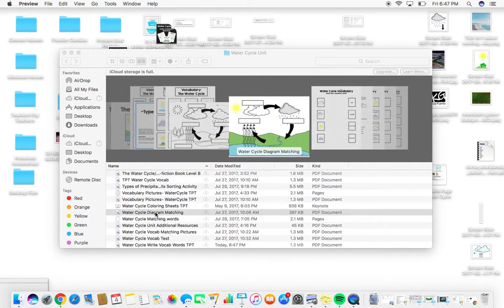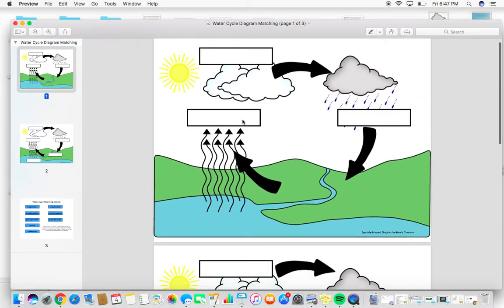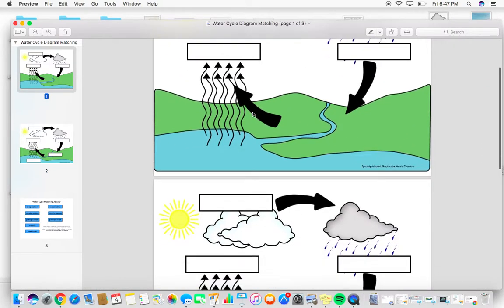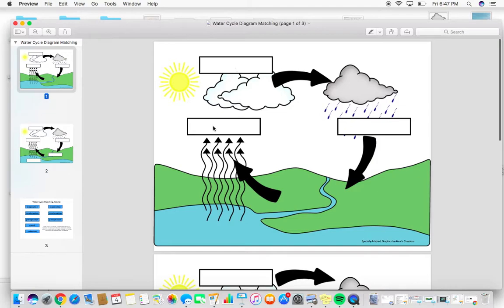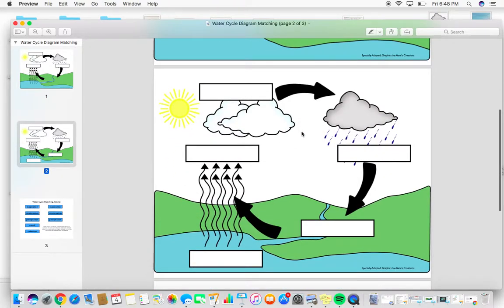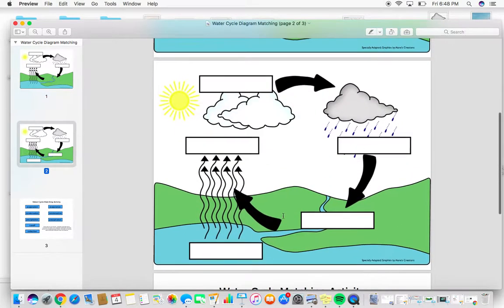Okay, we'll go to our diagram. This is good to laminate and add Velcro to, and then you use the words down here, you cut them out, add Velcro to these as well, and then the kids can match them up. So you've got 2 different versions. One just has the 3 main parts of the water cycle, your evaporation, condensation, and precipitation, and then one adds in runoff and collection. So it's just according to what you're really wanting to focus on with your kids.